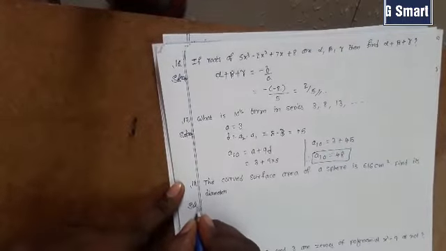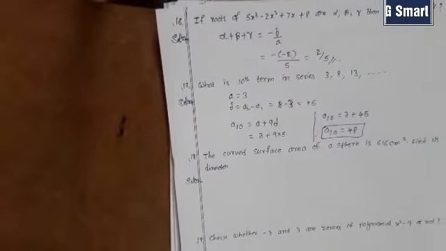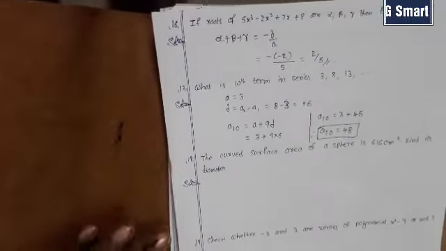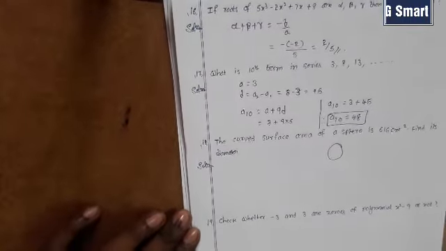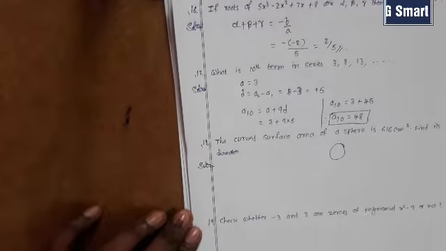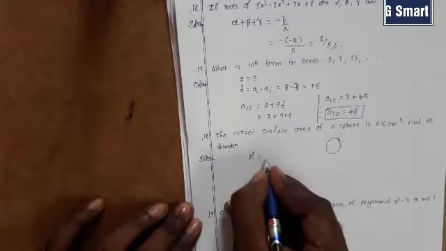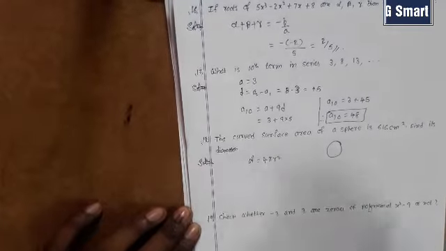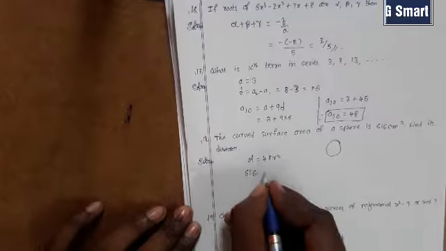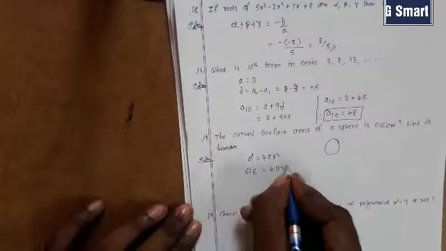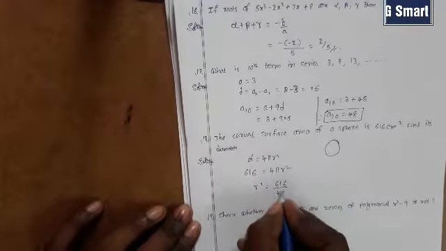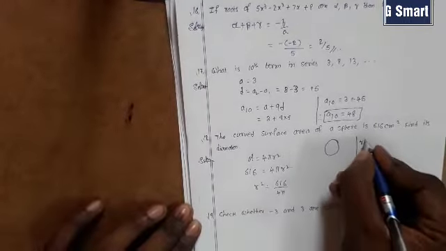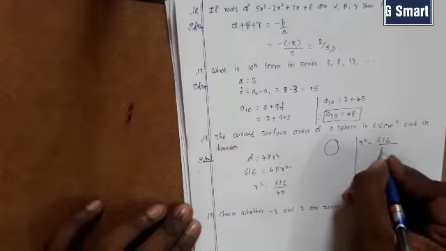Now 18th solution. The curved surface area of a sphere is 616 centimeter square. Find its diameter. So first of all, draw the sphere diagram. For a sphere, the curved surface area and total surface area are both the same, no problem. So A is equal to 4 pi r square. They have given area 616 is equal to 4 pi r square. So r square is equal to 616 by 4 pi.